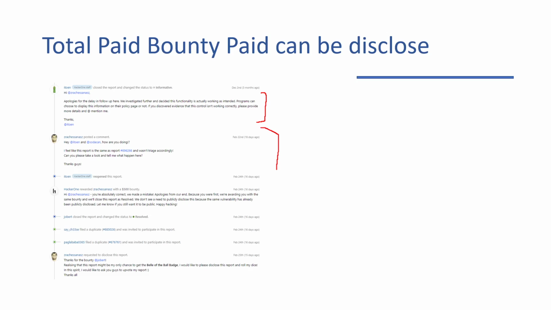And then this is really friendly. This is a great update. You know, very friendly, very open. Then we have, I feel like this report is the same as this report and it wasn't triaged accordingly. Can you please take a look and tell me what happened here? Now, they ask them very politely, they're very nice, they're not demanding anything, they're just saying, look, can you please take a look? And then, you know what, they come back and say, it is a bug, and here's $500. And then he asks to disclose it.